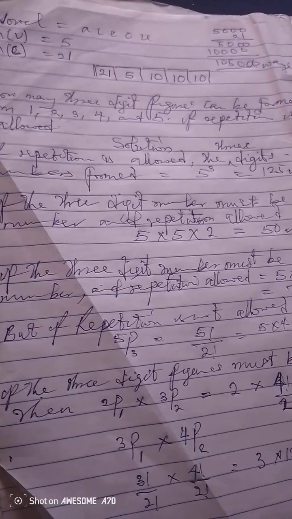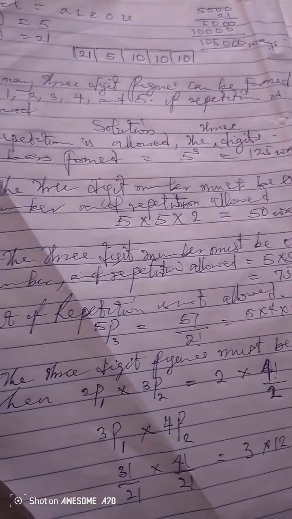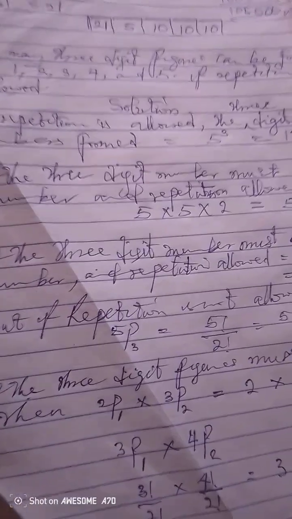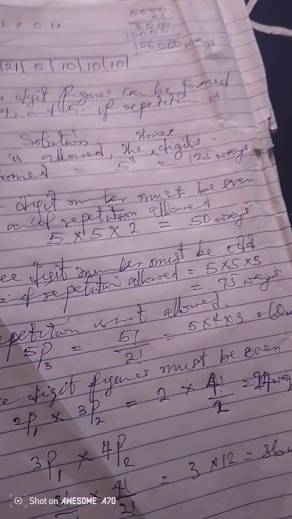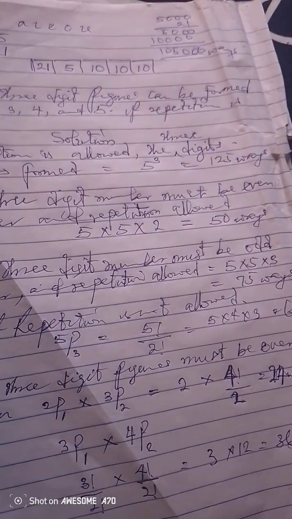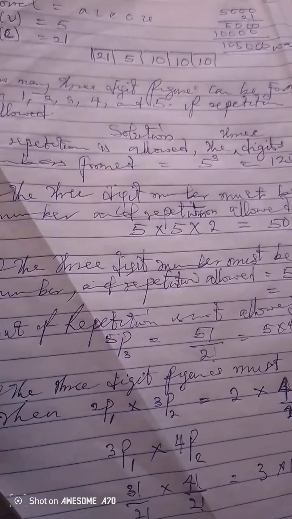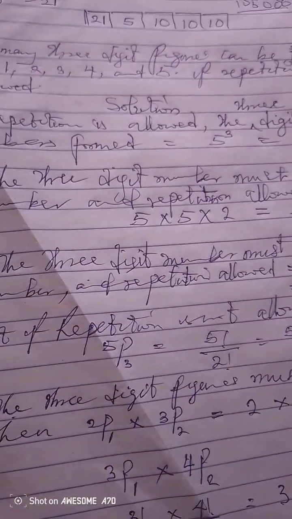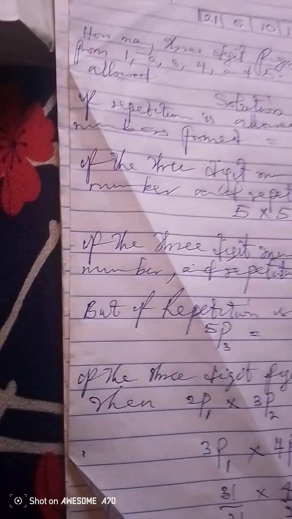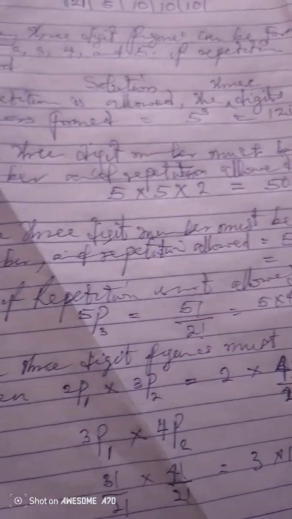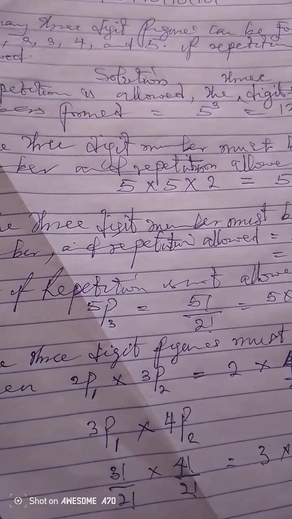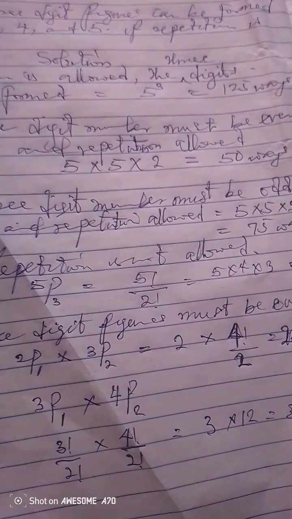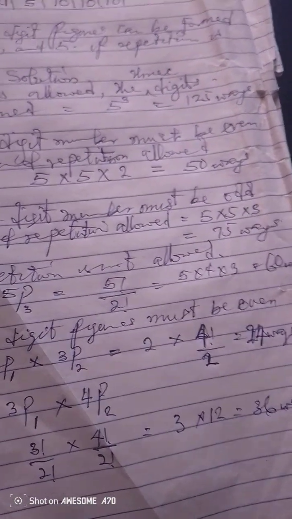But if the 3 digit number must be odd and repetition allowed, it means we have 5 times 5 times 3, which is 75 ways. But assuming repetition of digits is not allowed, the first one is 5 permutation 3, which gives us 5 factorial over 2 factorial, which is 5 times 4 times 3, which is 60 numbers formed.